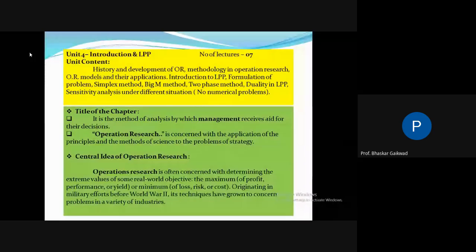waiting times. Now in railway counters, a line is there, to solve the problem of the lines. So how to solve this? We can make use of the OR technique, the waiting times, equipment replacement.